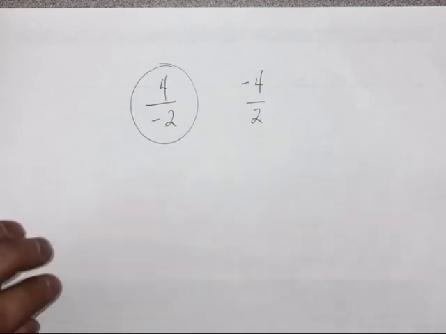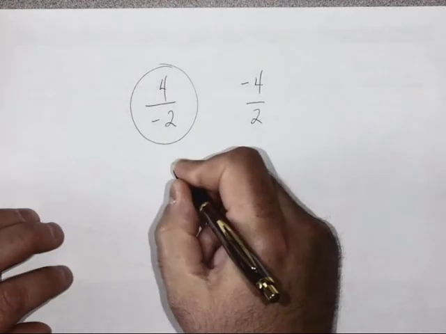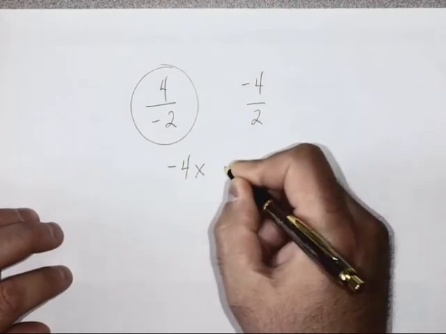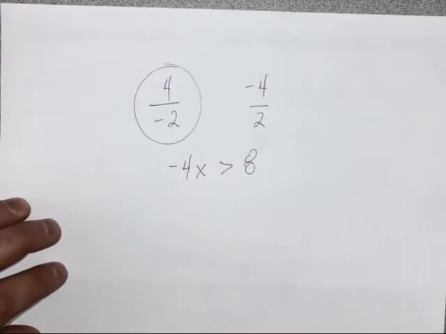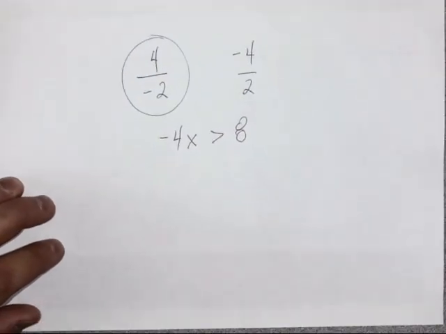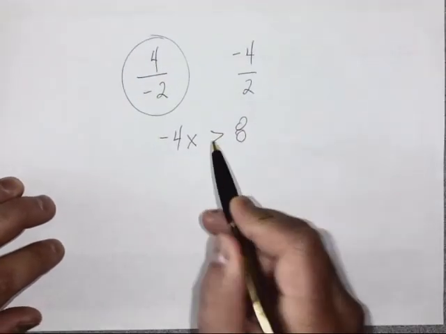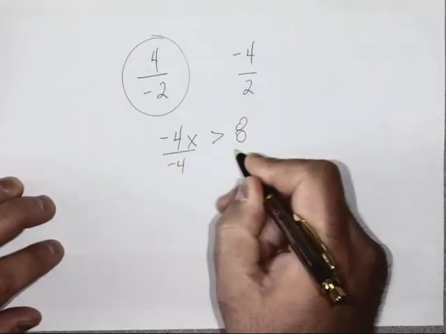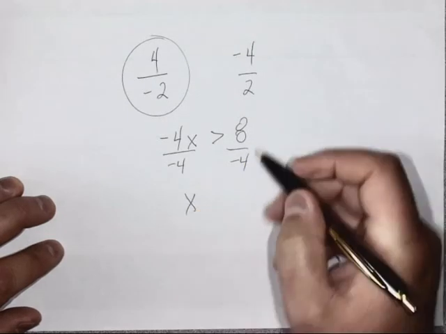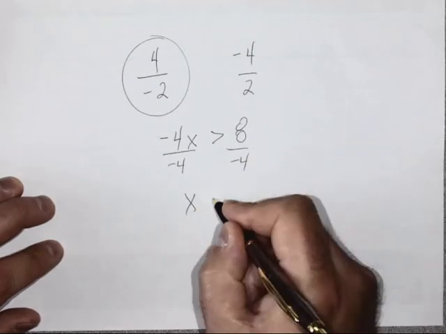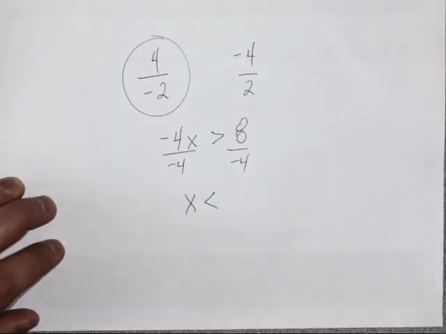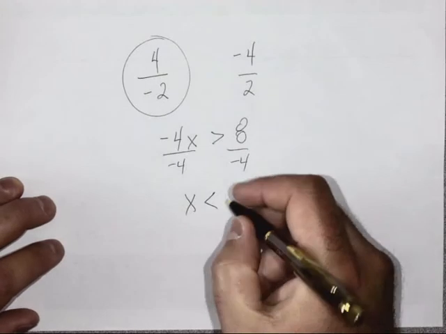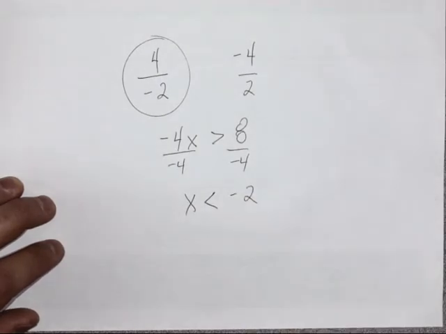So for example, if I was solving this inequality, imagine this was an equal sign. I'd solve it by dividing by negative 4. Since I divided by a negative here, this inequality is just going to reverse, which basically just means it's going to switch, and that would be my answer.